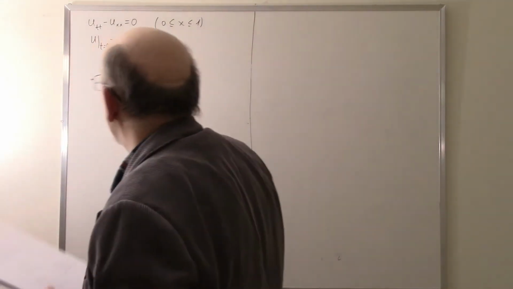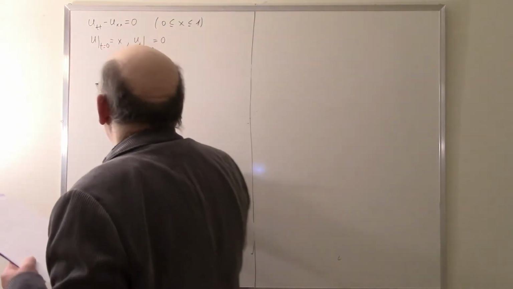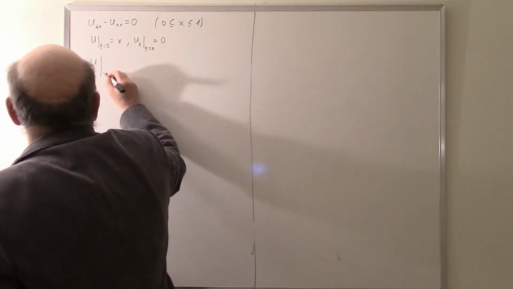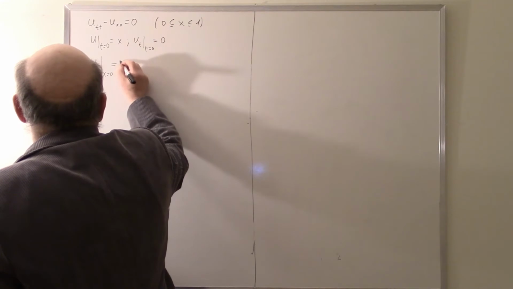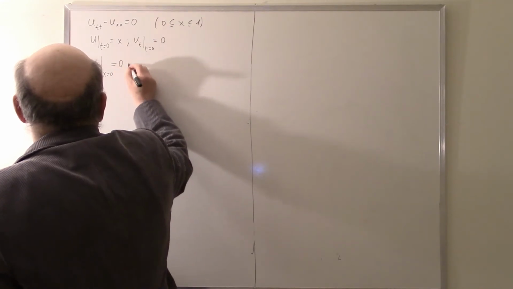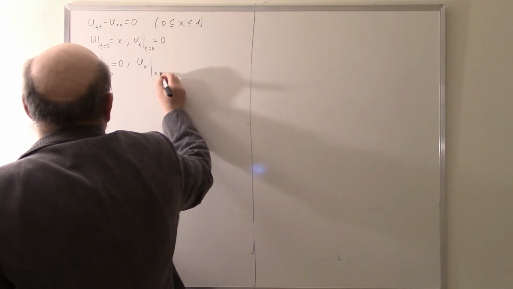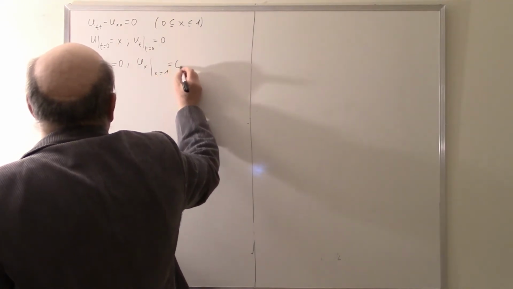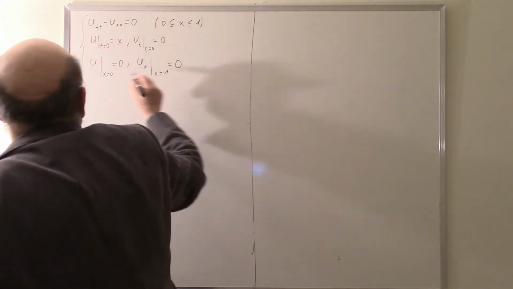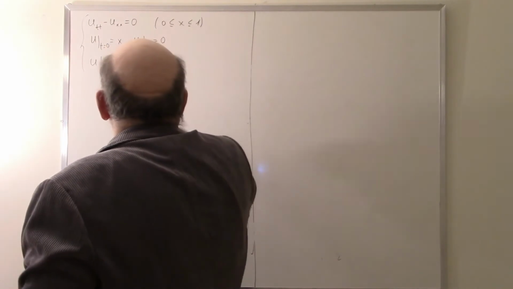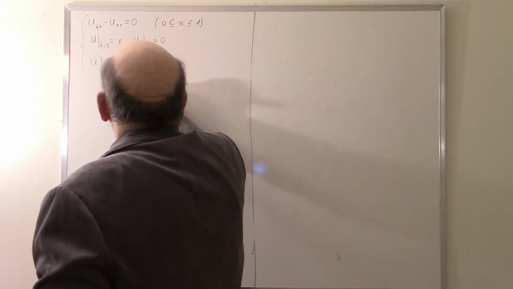So the initial conditions are the same, but the boundary conditions are a little different. U for x equals 0 equals 0, and ux for x equal 1 equals 0. So the difference is in this boundary condition.